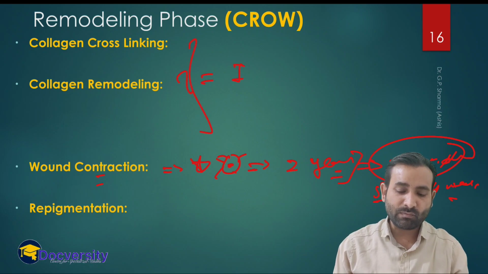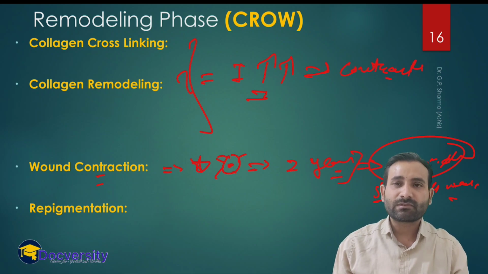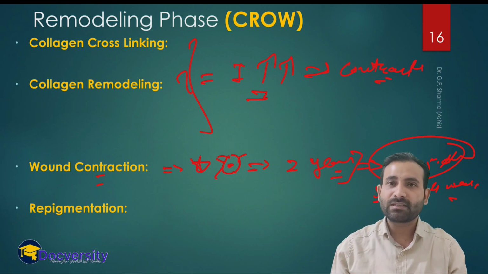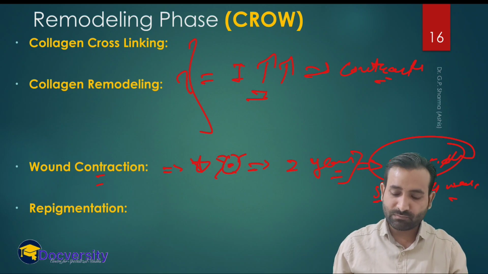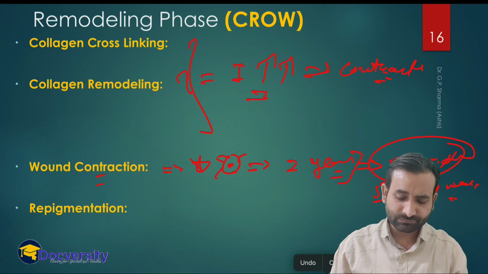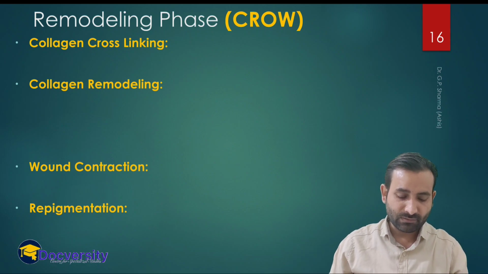And then one more point I want to tell you over here in the collagen cross-linking. If the type 1 collagen becomes excessive, that produces wound contracture. Contracture means in the joint, either the joint becomes hyperextended or hyperflexed, right? This is called wound contracture. So who produces wound contracture? That is because of excessive type 1 collagen.